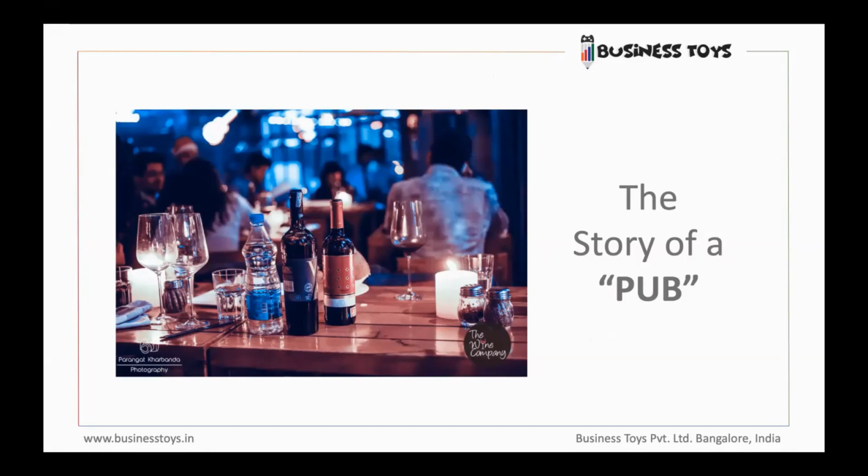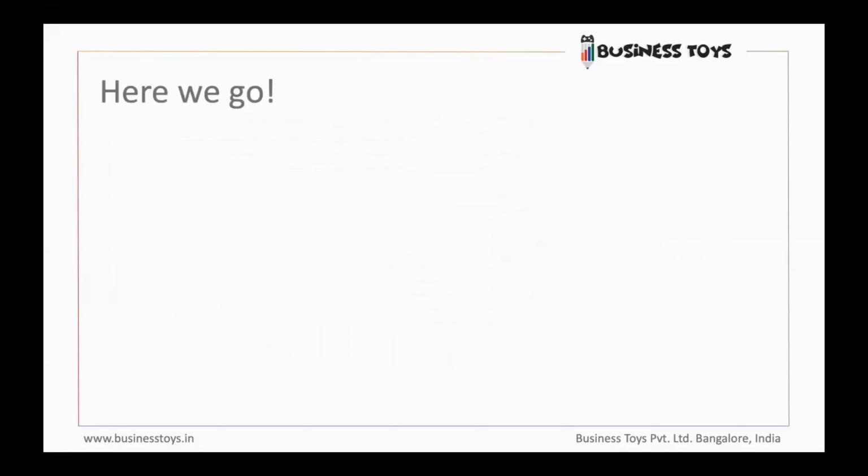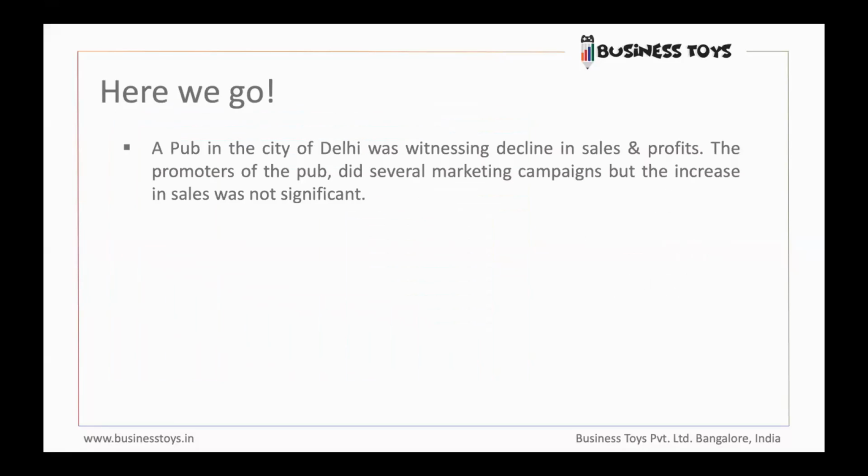Gurgaon is closer to Delhi, and this pub had some problems, and we'll understand what the problem is. So here we go. The first thing, just read this and let us discuss what exactly the problem this pub is facing and what could be the solution. The pub in the city of Delhi was witnessing a decline in the sales and the profit. So they are witnessing a decline in the sales as well as profits.